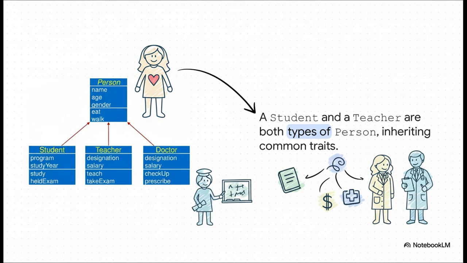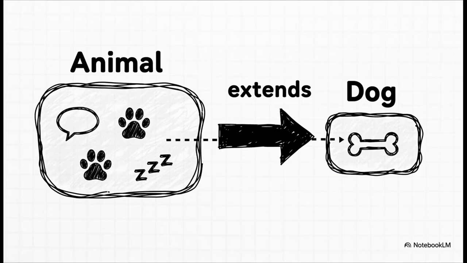This diagram makes it super clear. We have a general person class, right? It's got the basics, like a name and an age. Now, both the student class and the teacher class can inherit those basics, but then they add their own unique stuff. A student has a program they're in, and a teacher has a salary. We don't have to redefine name and age every single time. It's efficient.